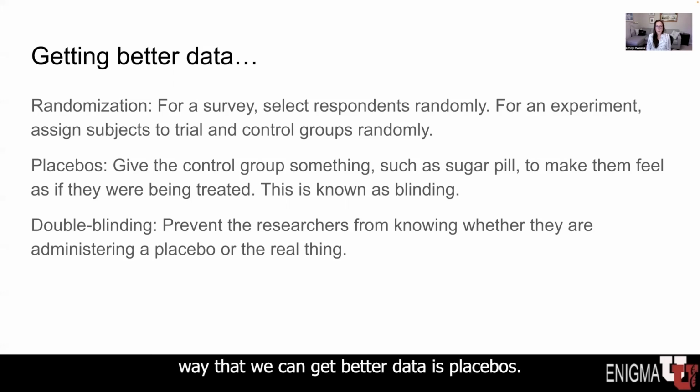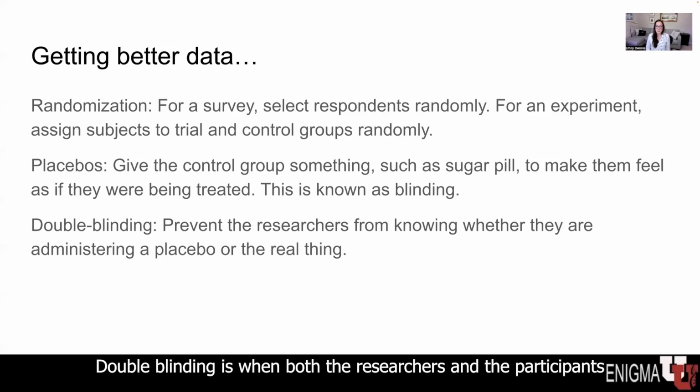The next way that we can get better data is placebos. This is generally part of a process called blinding. When we deal with placebos, we give the control group something such as a sugar pill to make them not know whether or not they've been treated. Again, talking about what we talked about last time, that people's behavior and people's expectations can impact an outcome. So if we keep the intervention the same, if we give some people a sugar pill so that they don't know whether to expect that they've gotten the real drug or not, then we can be a bit more confident in our outcome. And this is one example of blinding.